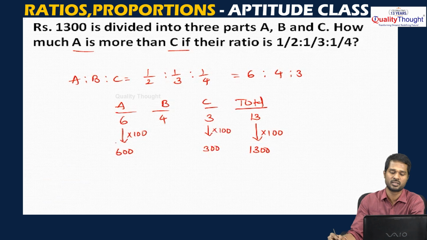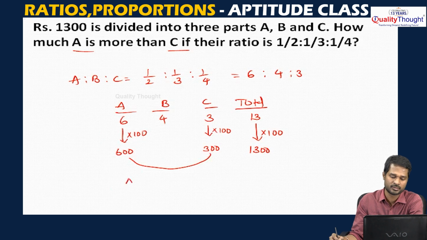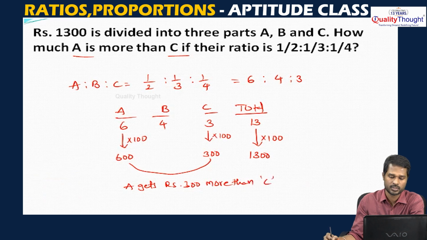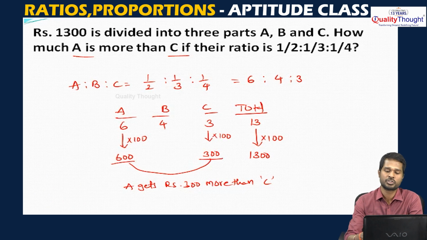Now he is asking what is the difference between A and C, or how much more A is getting. So A gets rupees 300 more than C. See, A will get 600 rupees and C will get 300. The question is, how much A is more than C? So C will get 300 and A will get 600, means A gets 300 rupees more than C.